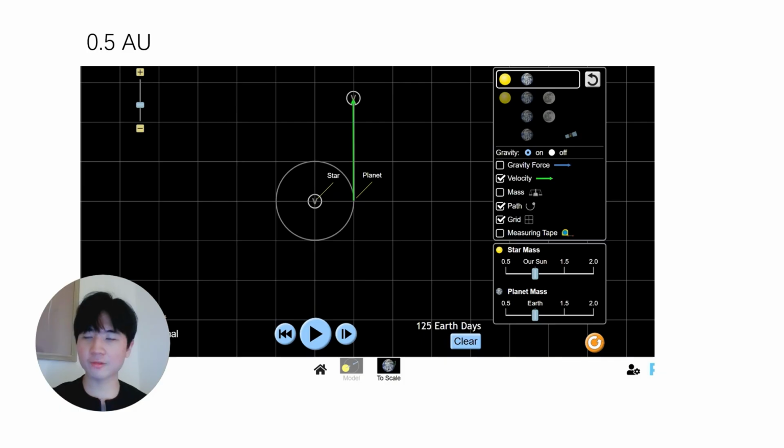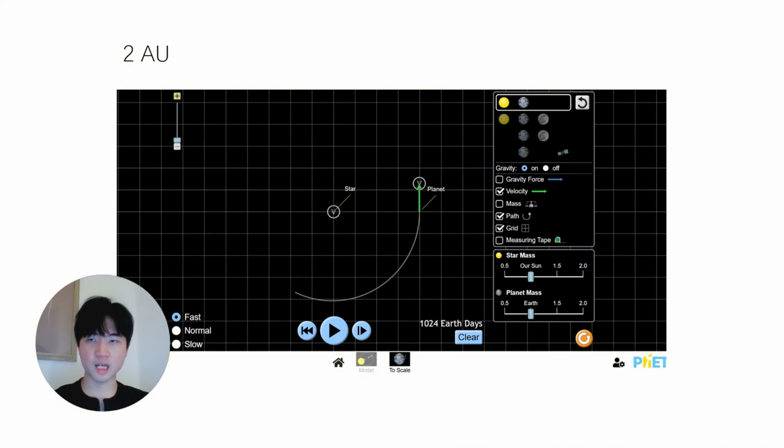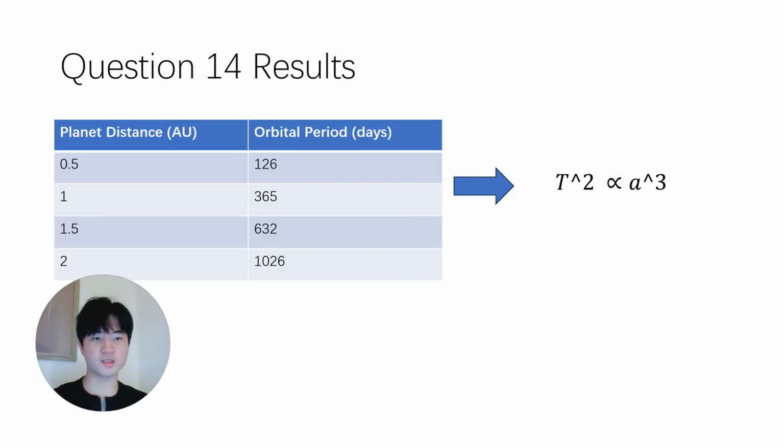First is 0.5 AU, and you can see that the circular period is about 125 days. The next test is 1.5 AU, and the result shows about 630 Earth days. And the last one is 2 AU, and the circular period showed 1025 Earth days. For each distance, we adjust the planet's velocity until we obtain a nearly circular orbit, and then we record all these results.